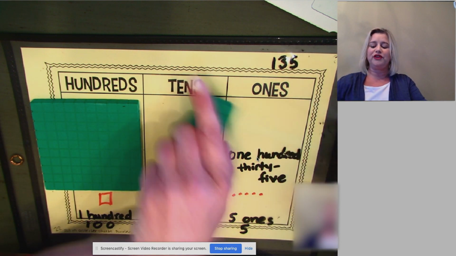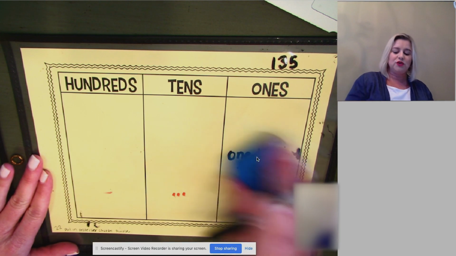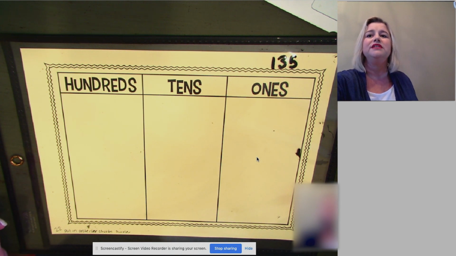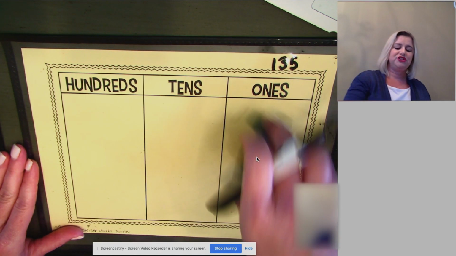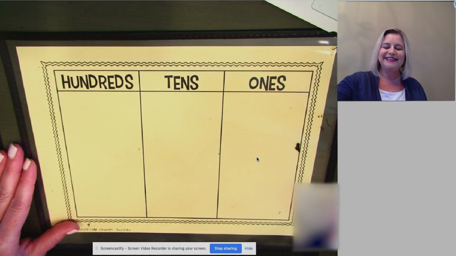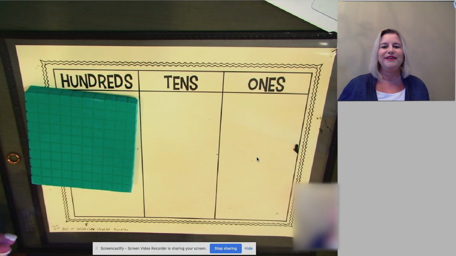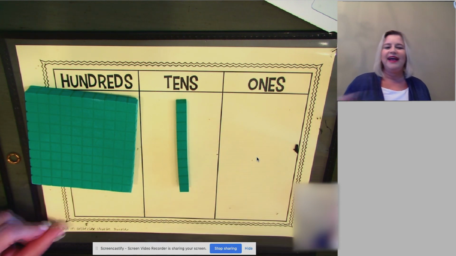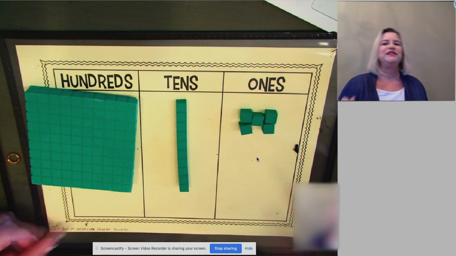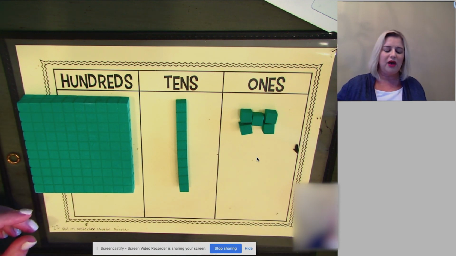Now I'm going to model for you the number 215 with base 10 blocks. Then we are going to draw the model together and then we will label our model. So my number is 215. How many hundreds blocks am I going to have? Excellent, 2. How many tens blocks am I going to have? Wonderful, 1. And how many ones blocks? 5. Good job, boys and girls. So this is 215. Together, let's draw our model.